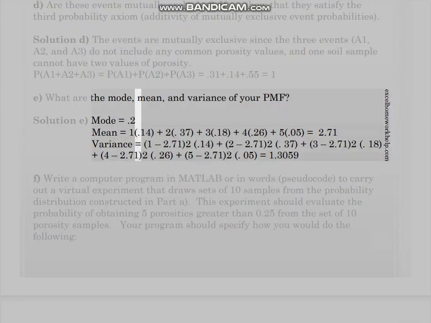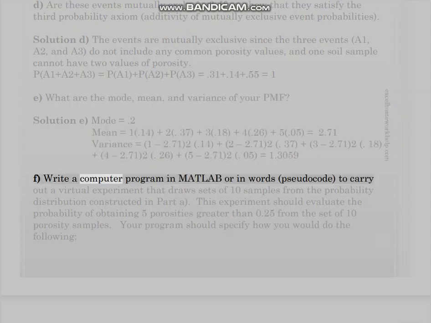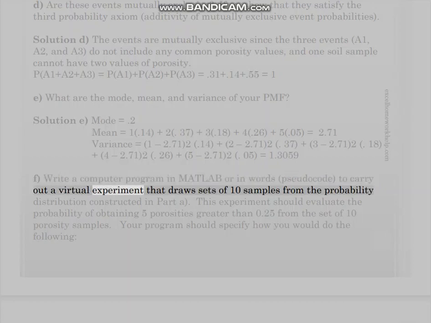Variance equals (1 minus 2.71) squared times 0.14, plus (2 minus 2.71) squared times 0.37, plus (3 minus 2.71) squared times 0.18, plus (4 minus 2.71) squared times 0.26, plus (5 minus 2.71) squared times 0.05, equals 1.3059.